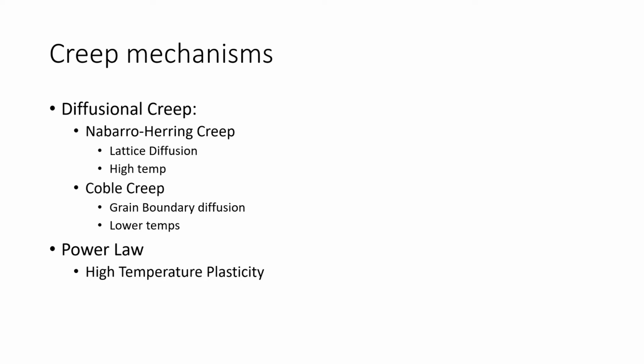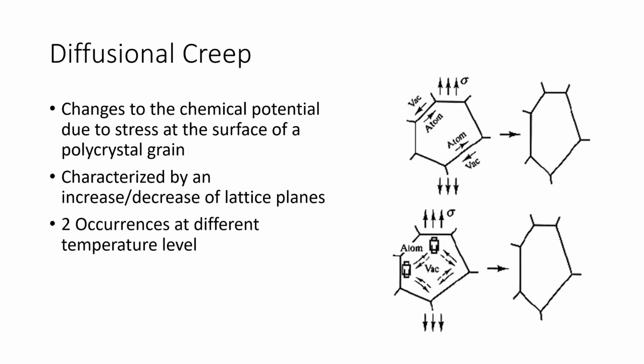The two types of diffusional creep are Nabarro-Herring creep and Coble creep. We'll get into the details of those, but basically Nabarro-Herring creep is what occurs at higher temperatures, and it is also called lattice diffusion. Coble creep is the lower temperature diffusional creep, also called grain boundary diffusion. And lastly, we have the power law, which occurs at a really high temperature and causes plastic deformation.